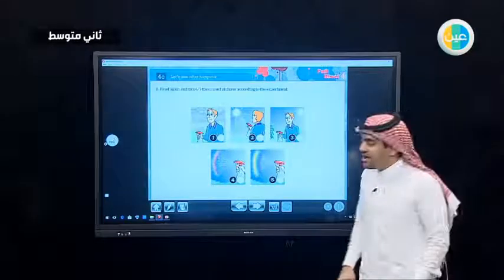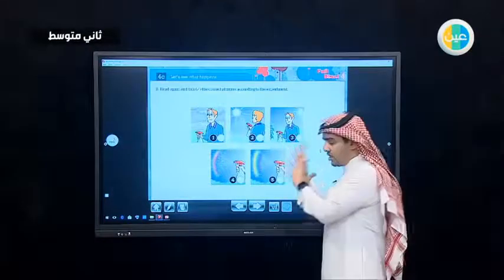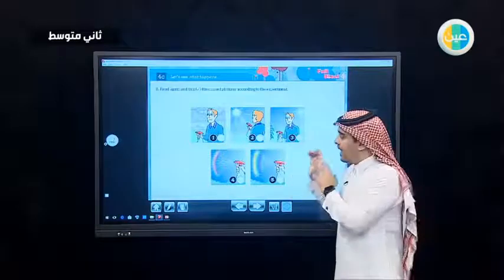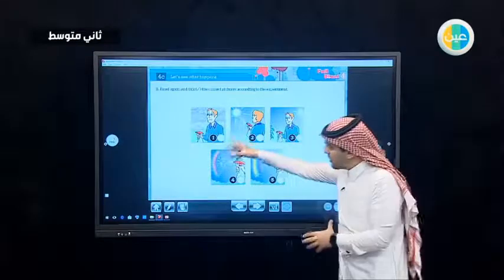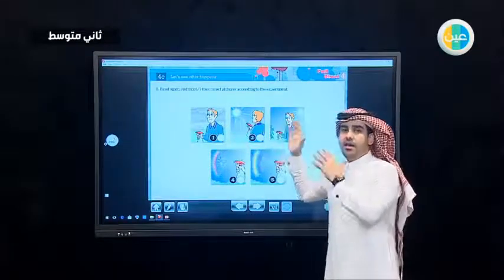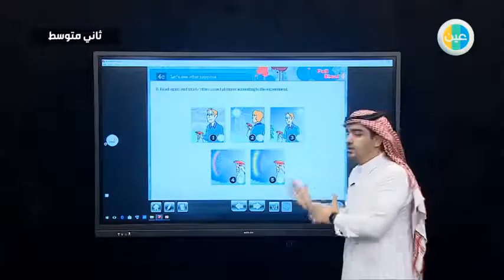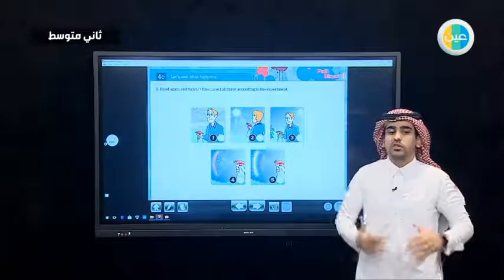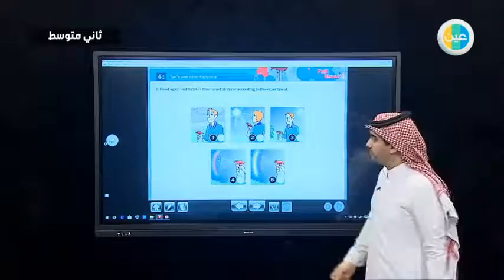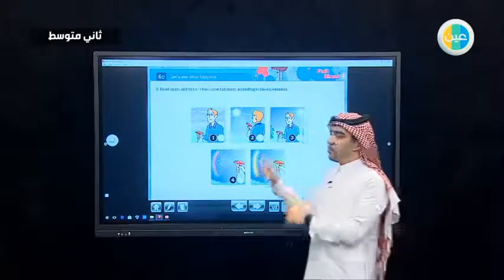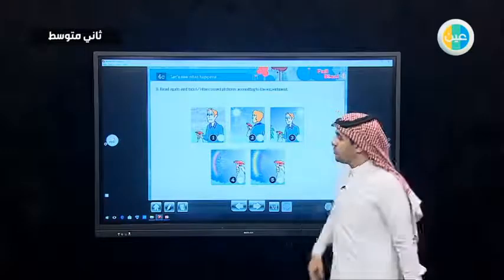Now you are going to look at each picture and see if this man is doing the steps the correct way. What is he doing? Is he doing it right? Is he doing it wrong? What's wrong with what he's doing, okay? So let's take a look at number 1, for example. We will do this one together.